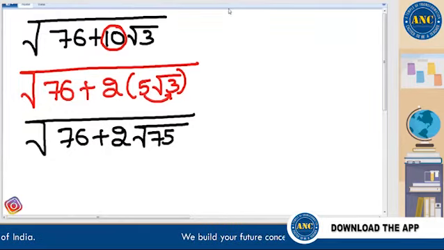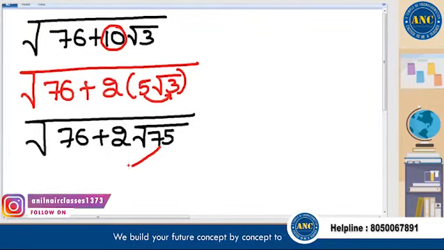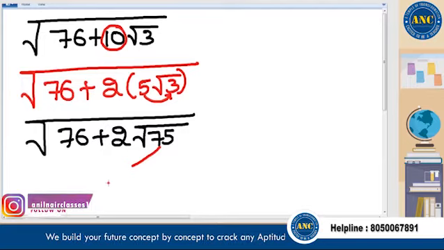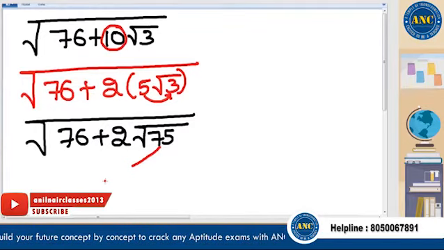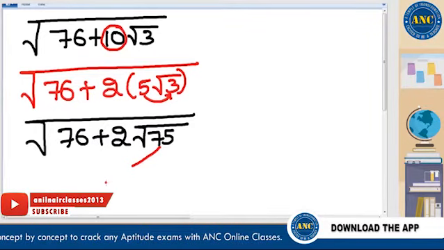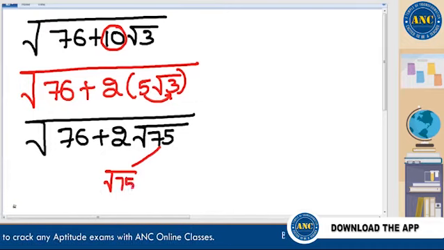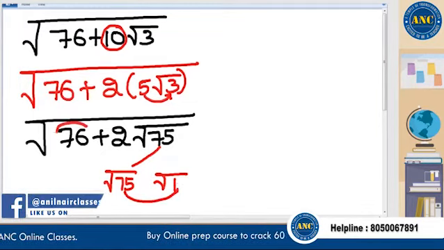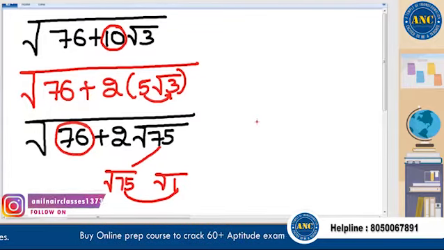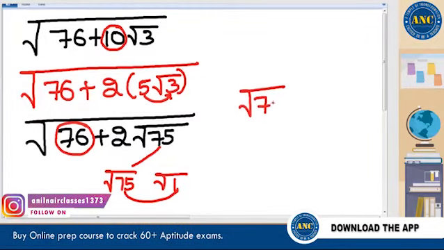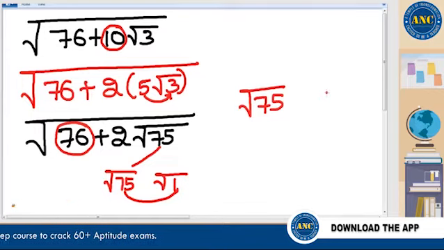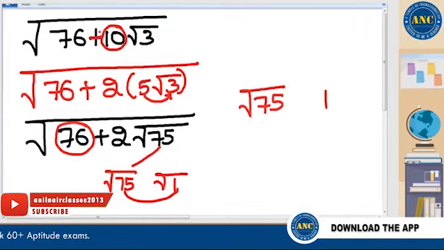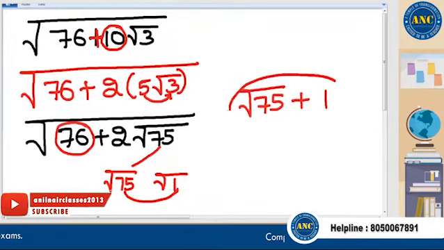Same logic again. 75 can be written in multiple ways: 25 into 3, 15 into 5, many ways. But 75 can be written as 75 into 1. Why? Because 75 plus 1 is 76, which is what I have here. Directly I can write first term root 75, next term root 1. Because it is plus in between, it is plus. This should be the answer.